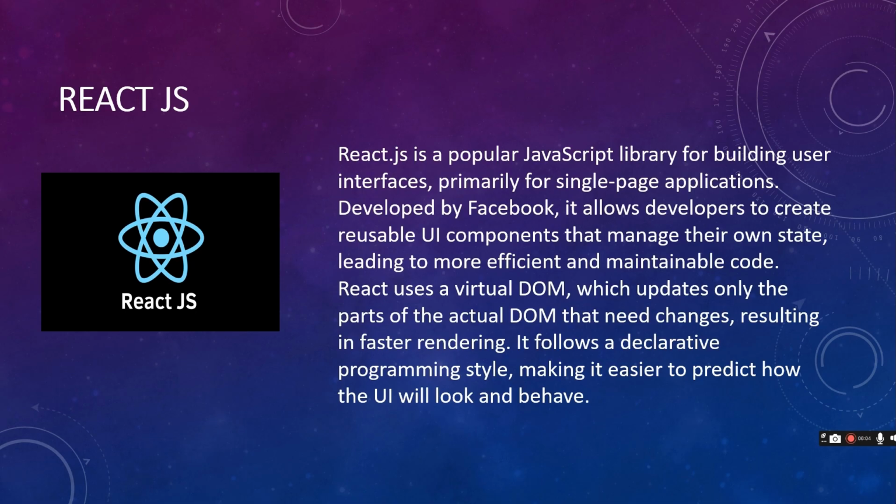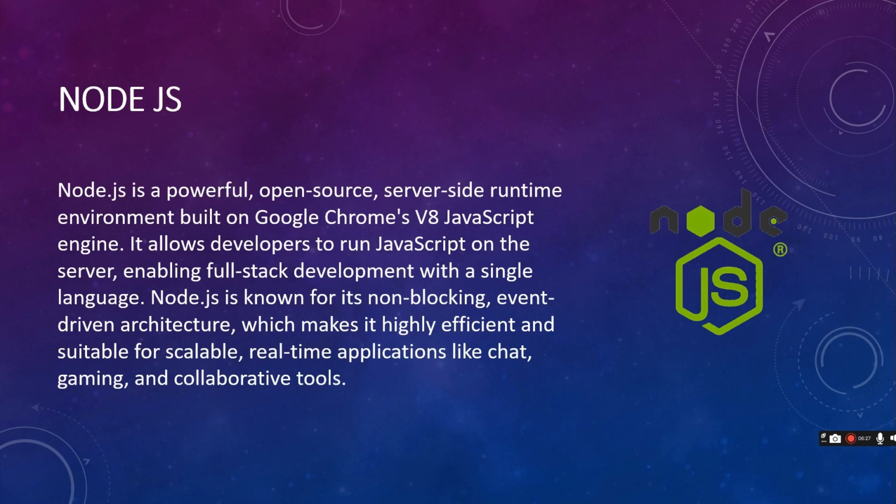We can make a component and then reuse it, manage their state on state, leading to more efficient and maintainable code. React uses a virtual DOM which updates only the parts of the actual DOM that need changes, resulting in faster rendering. It follows a declarative programming style, making it easier to predict how the UI will look and behave.